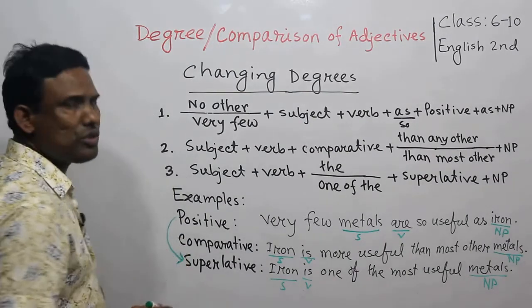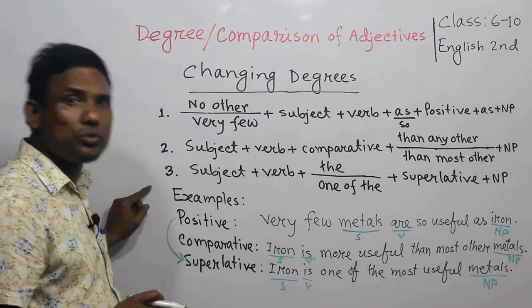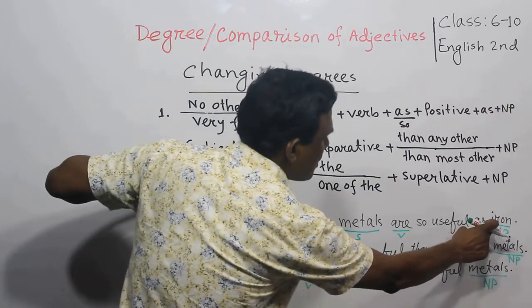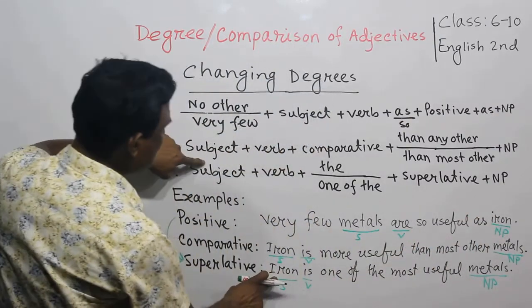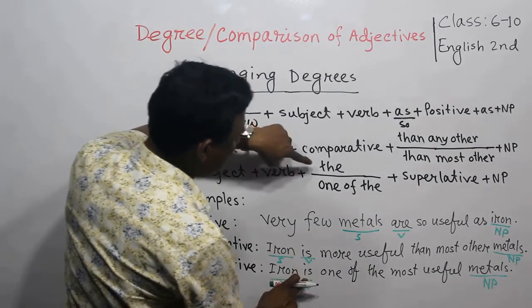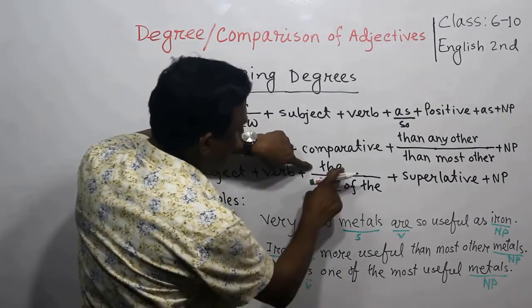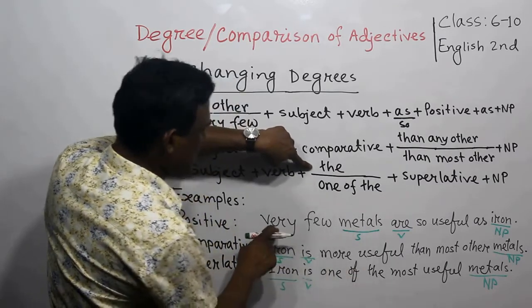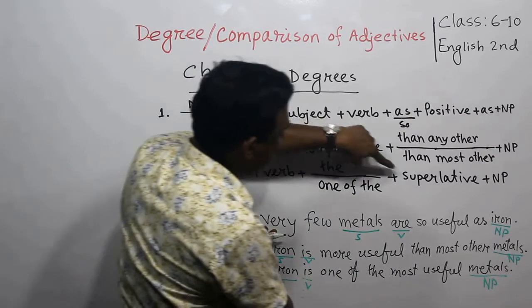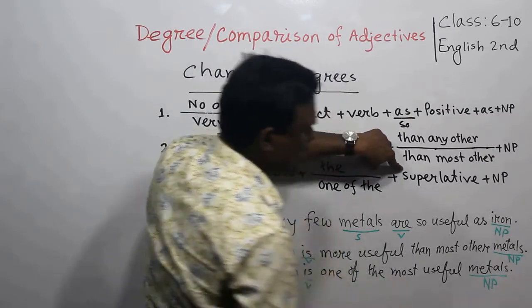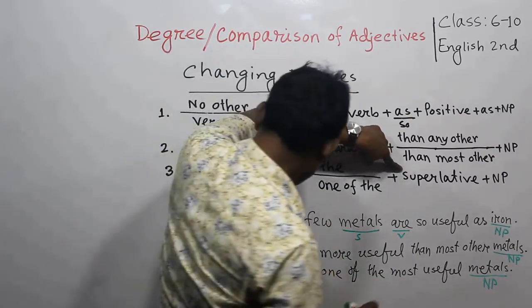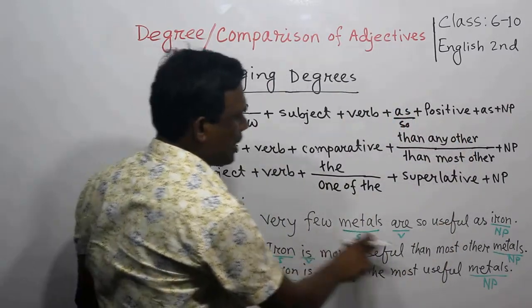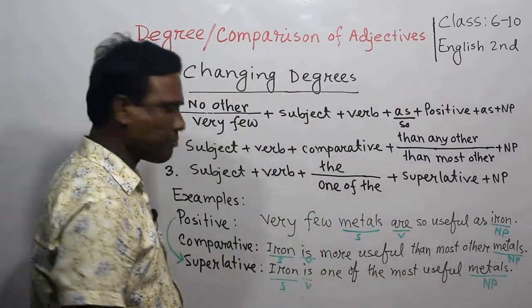Now, positive to superlative. According to the third structure, subject NP iron has become subject, then verb is. You can see the or one of the. Here one of the has been taken because the sentence has started with very few. Superlative: most useful is the superlative form of useful plus NP, subject metals has become NP. Okay.